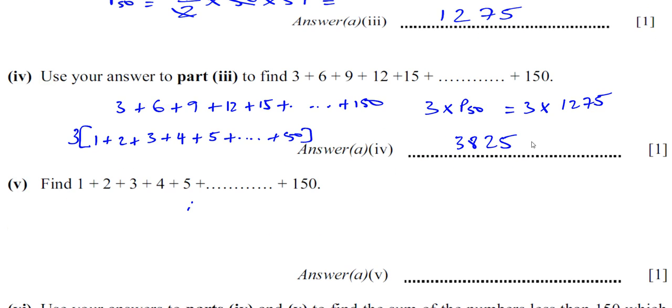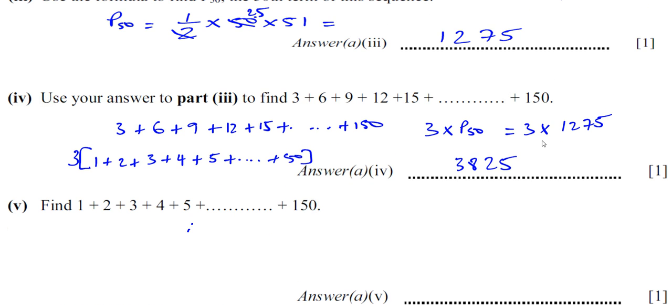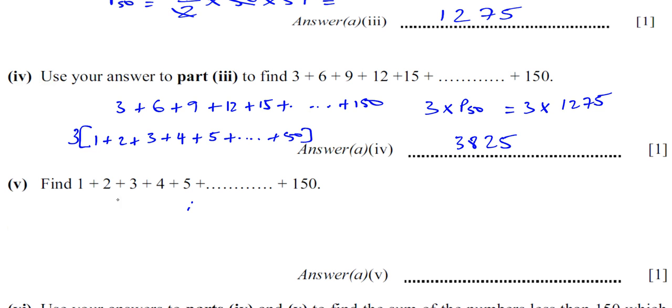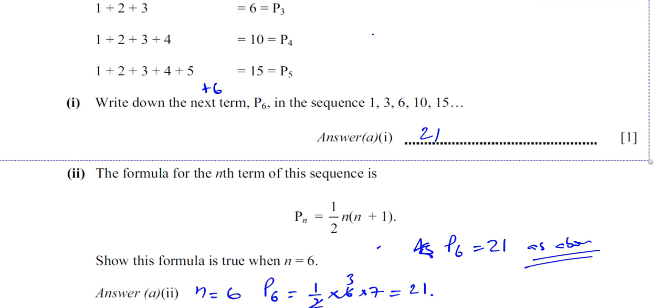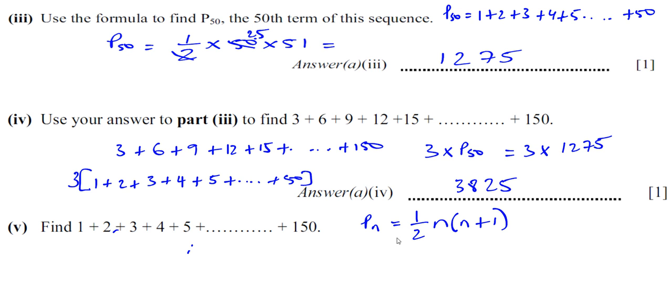Then it says find 1 plus 2 plus 3 plus 4 plus 5 all the way to 150. So we've got to use our formula again. The formula was Pn equals a half times n plus 1. Let's just make sure that's what I remember. Let's go back to the beginning of the page and just see, it tells us the sequence is given by a half n times n plus 1. I think that's what I wrote. Yes, that's right.